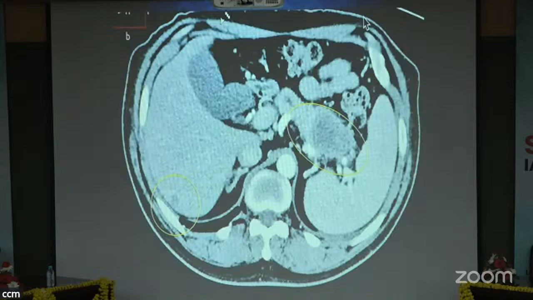So not only the local disease, sometimes the local disease may look resectable, but you have to be very careful, and you might find the metastasis in the liver. So sometimes even if the local disease may be resectable, but if there are lesions in the liver, then it could be metastatic disease.